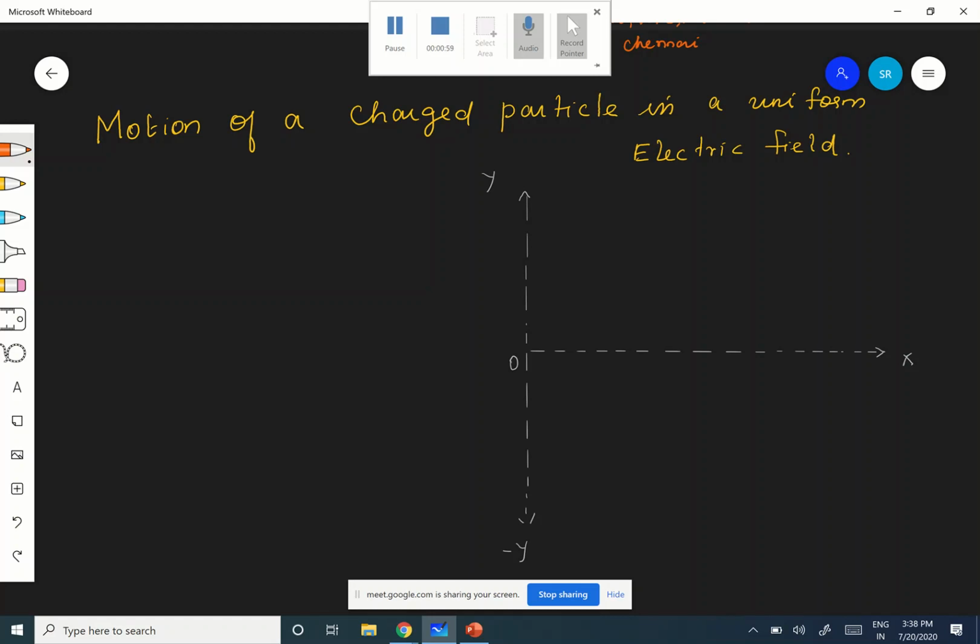For that, consider a charged particle, a particle of mass m and charge q, moving with the velocity v along the x direction, along OX to start with. So a particle of mass m and charge q is moving with the velocity v along the x direction.